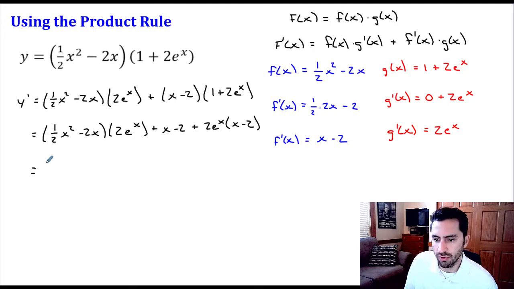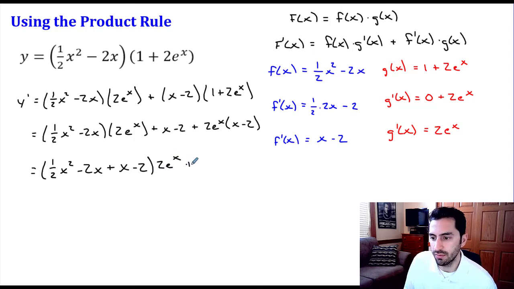And if we do that, what we're left with, we have the 1/2 x squared minus 2x, and then we have the x minus 2 from that second term, and this is all being multiplied by 2 e to the x now. And we still have our plus x minus 2 left over. Okay, in the parentheses up front, we have some like terms you can combine. So we're going to end up with 1/2 x squared minus x minus 2, and this is still being multiplied by 2 e to the x.